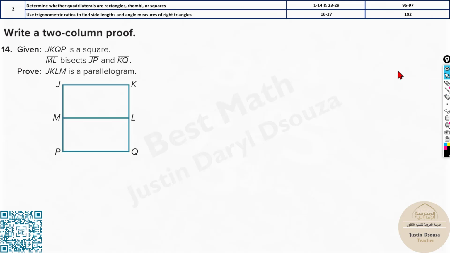Now here there's another one. I think this is the last one. Yes, it's the last one, I believe. I hope so. Now JKQP is a square. This is a square, already told. ML is bisecting JP and KQ. We know JKLM, the above one, is also part of it. Sorry, we know only this is a square, but we don't know whether the above figure is a square or not. Only the entire figure is a square. We have to prove this above thing is a parallelogram. Now, how would we do this?